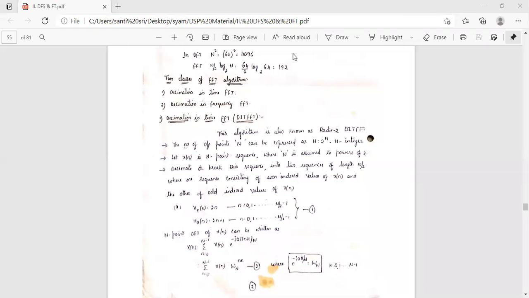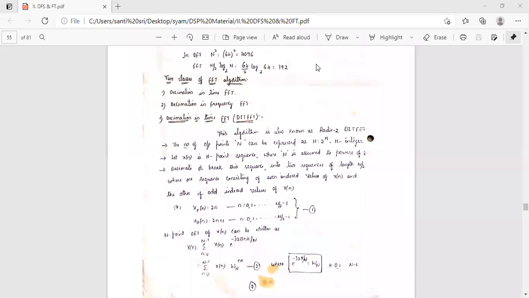Okay. Then coming to the classes of the fast Fourier transform algorithm, here we have two classes: decimation in time FFT and decimation in frequency FFT. Decimation in time FFT, we are discussing about that. Okay, decimation in time FFT. This is also called radix 2 DIT FFT.